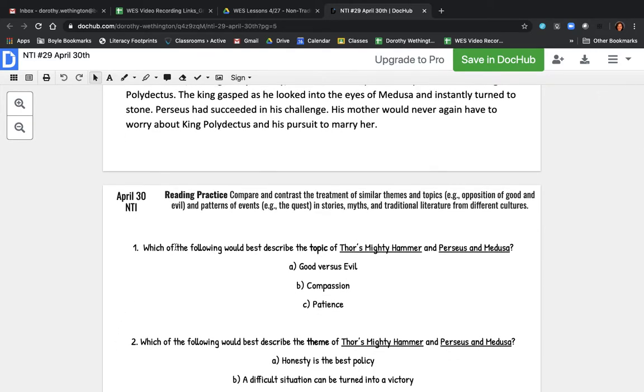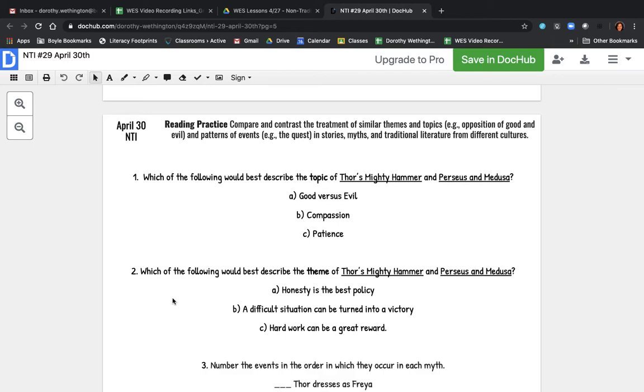So question 1, which of the following would best describe the topic of Thor's Mighty Hammer and Perseus and Medusa? A, good versus evil, B, compassion, or C, patience? Number 2, which of the following would best describe the theme of Thor's Mighty Hammer and Perseus and Medusa? A, honesty is the best policy, B, a difficult situation can be turned into a victory, or C, hard work can be a great reward?